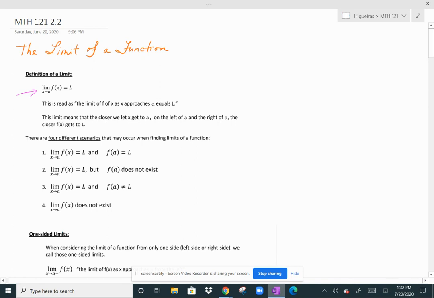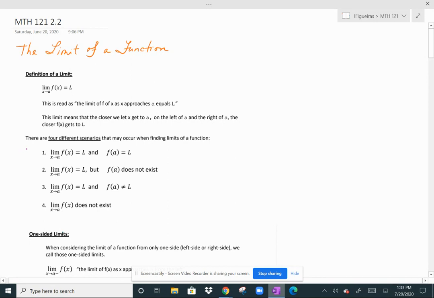A limit exists when you take the limit of a function and it equals a finite number, L being the finite number. What that means is that the closer the values of x get to a, on both sides of a, both from the left side and the right side of a, the closer f of x gets to a value that we're calling L. And it could get close to L, or it could possibly equal L. Both scenarios would mean that the limit exists.